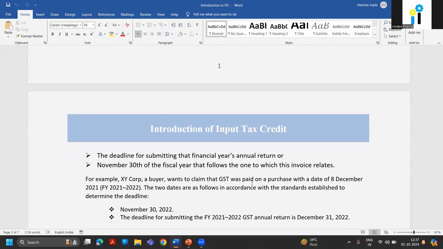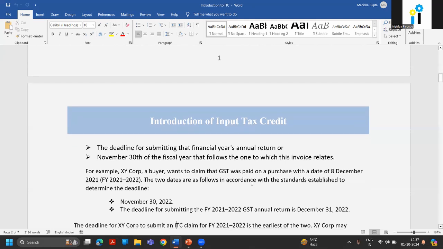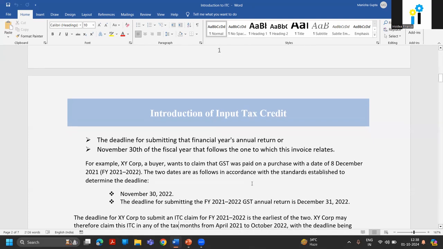Okay, for example, XY Corp, a buyer, wants to claim GST paid on a purchase dated 8 December 21. The two dates are as follows. 30th November 2022, means you can claim your ITC by 30th November 2022, or the deadline of submitting the financial year 2021-22 annual GST return. When you are filing the annual GST return on 31st December, that is the time you can claim ITC.